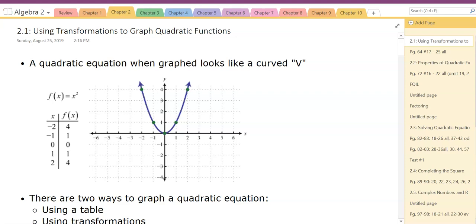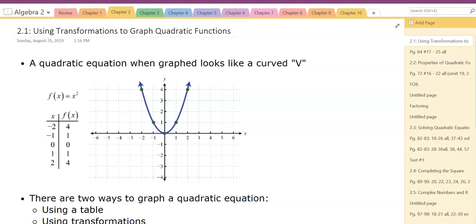So for the first section, we are going to be talking a little bit more about transformations and how to use them to graph quadratic functions. A lot of this chapter is going to be dealing with the quadratic function, which we talked a little bit about in chapter 1. That's when you have y equals x squared.